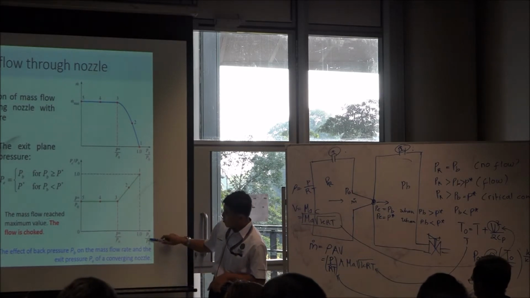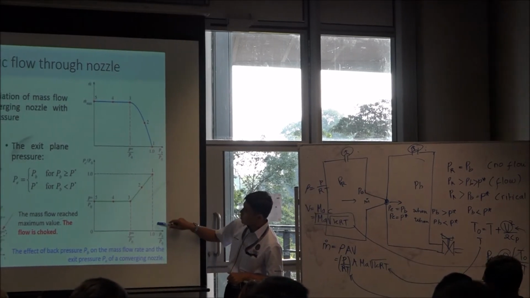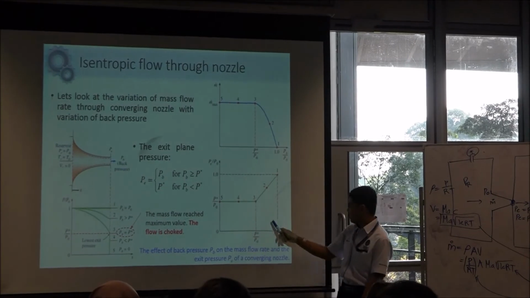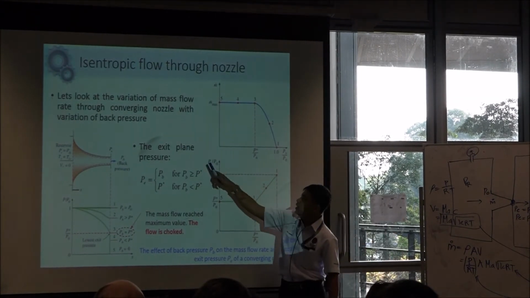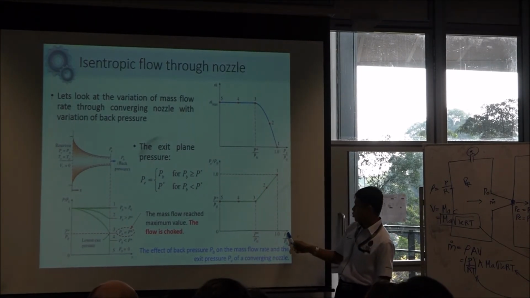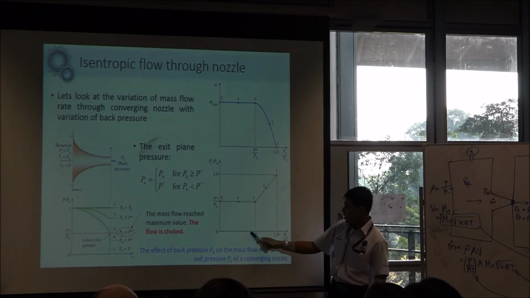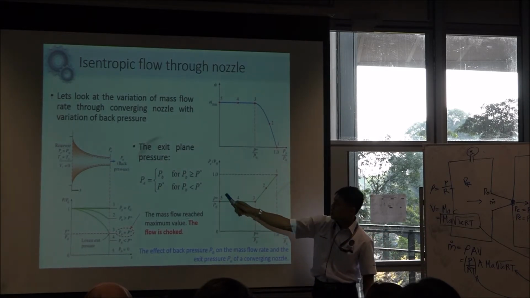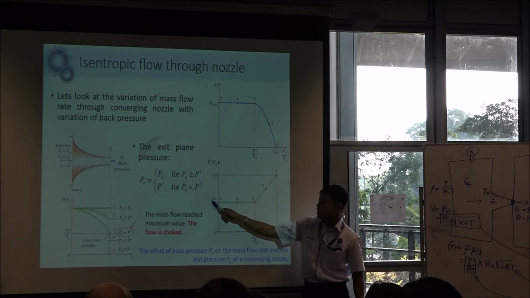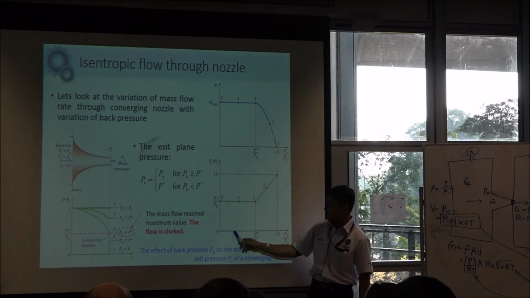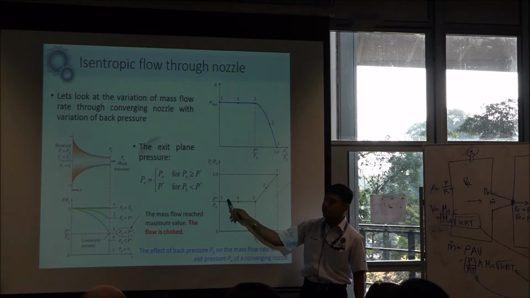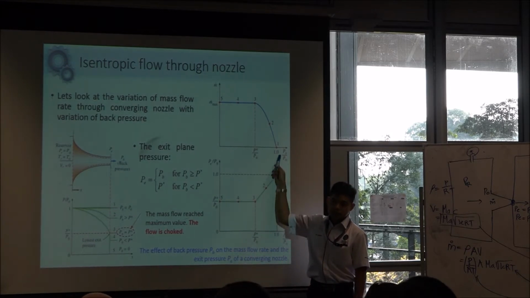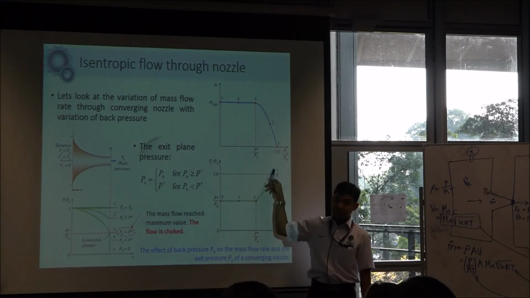So you see here when PB is equal to P naught, you know that PE will be equal to PB. So PE equals PB. When PB is equal to P star, then the exit will be equal to P star. When PB is less than P star, the exit will still be equal to P star. This is how to read this graph.